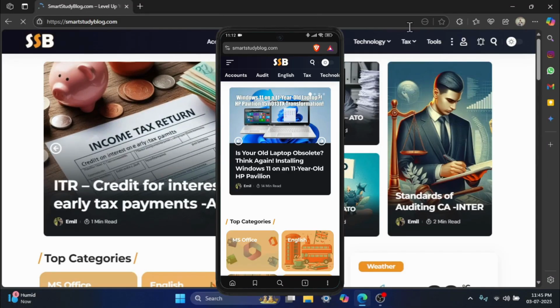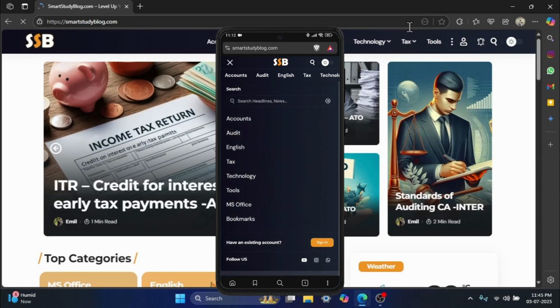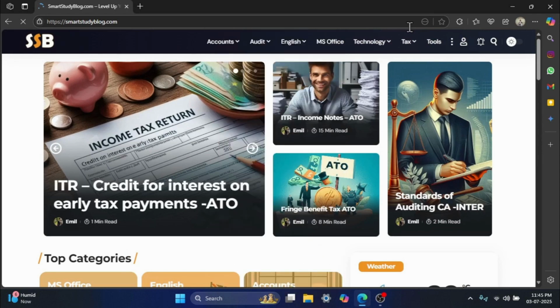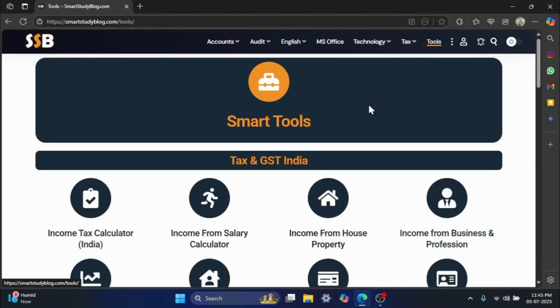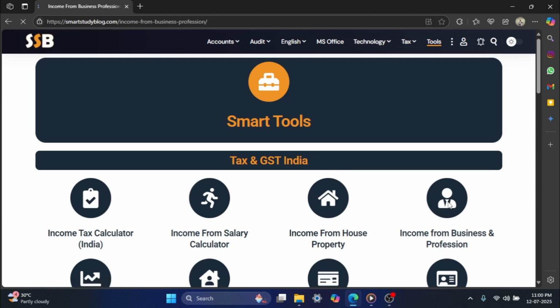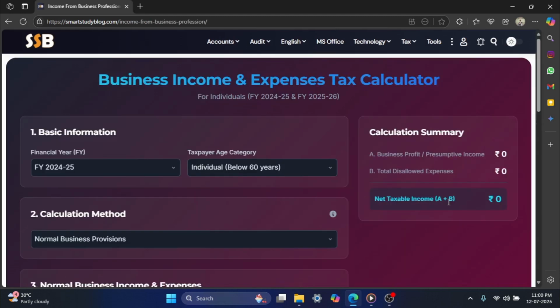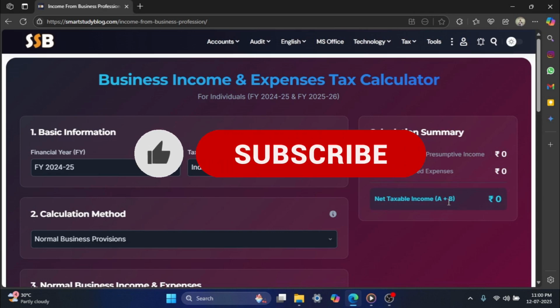Yep. Once you're on the site, look for the tool menu. On mobile, it might be in the top left menu icon. On a desktop, you'll likely see it directly on the homepage menu. Click Tool, then find and select Tax and GST India. The calculator should be right there. Perfect. Search Smart Study Blog, find the website, look for Tool, then Tax and GST India. Got it. And perhaps a final thought to leave with everyone.